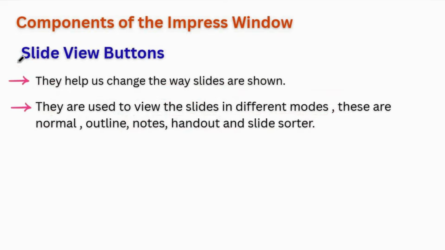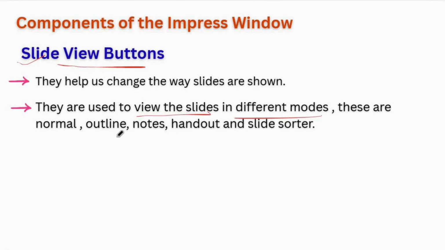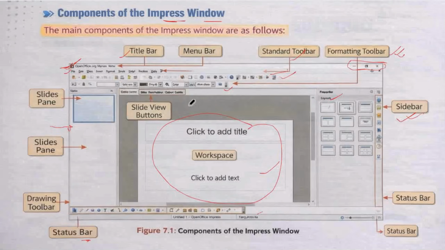Now, another component is the slide view button. It helps us to change the way the slides are shown. They are used to view the slide in different modes. These are normal, outline, notes, handout, and slide sorter. So the slide view button helps to view these slides in different modes, like normal mode, outline mode, notes mode, handout mode, and slide sorter. Here is the slide view button which helps view the slide in different modes.